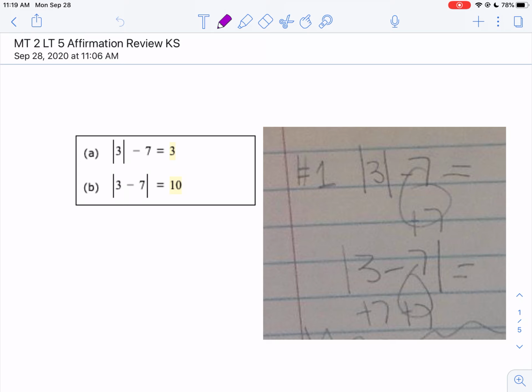Now, on the first problem, I see the problem here. This is not an equation. You can't add 7 because there's no other side. There's an equal sign for you to write the answer, but you were just taking the absolute value of 3 minus 7. Well, what's the absolute value of 3? Well, that's 3. 3 minus 7, that answer was negative 4.